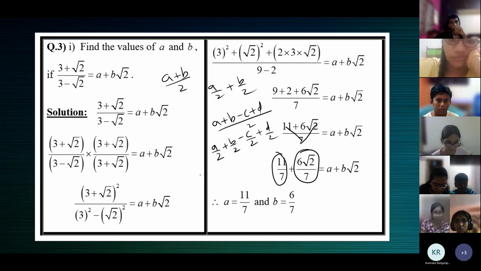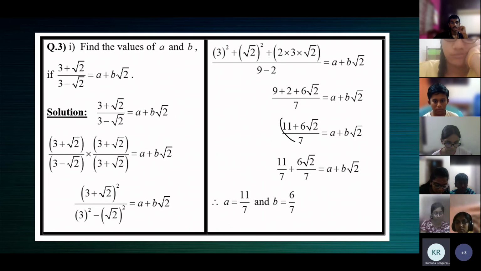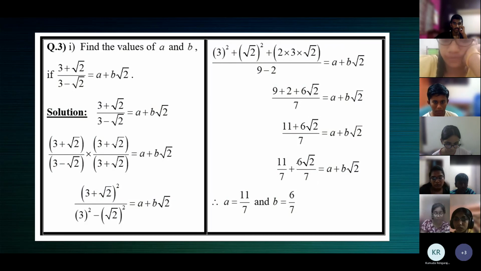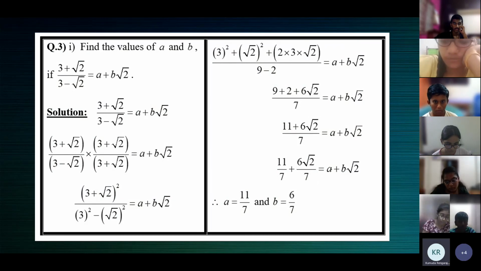So write it as 11 by 7 plus 6 root 2 by 7. Why plus sign? Because in the numerator, the connector is plus. Now compare the two sides. On comparing, A is equal to 11 by 7.